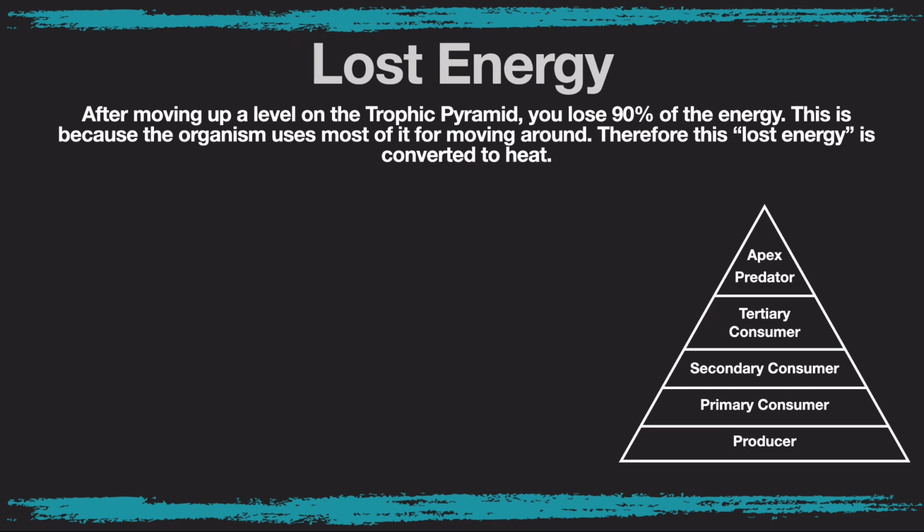Lost energy. After moving up a level on the trophic pyramid, you lose 90% of the energy. This is because the organism uses most of it for moving around. Therefore, this lost energy is converted to heat.